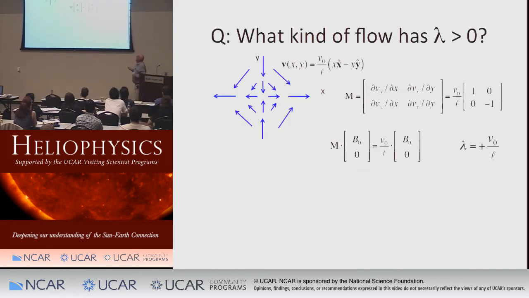And I just want to illustrate one flow that will do this. It's a very simple flow. Basically, V is some constant times x hat minus y hat. So that's basically fluid that's converging to the x-axis and diverging away from the y-axis. If I have that kind of flow, let me work out my matrix here. That was just the derivative of Vx with respect to x, etc. And I basically get a 1 and a minus 1 on the diagonal. So do I have a positive eigenvalue? That was the only thing I needed to make this work.